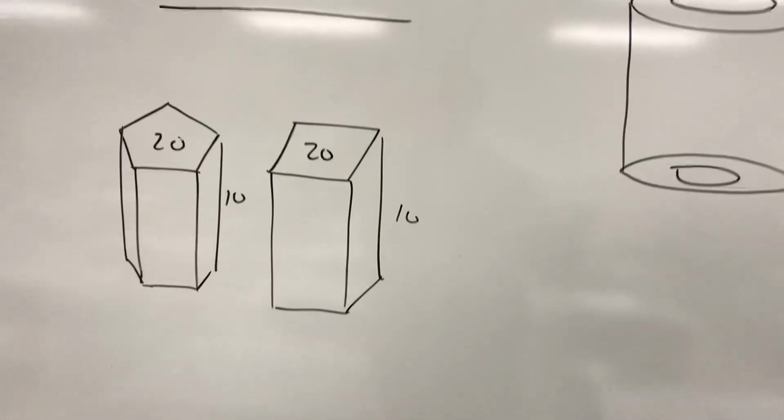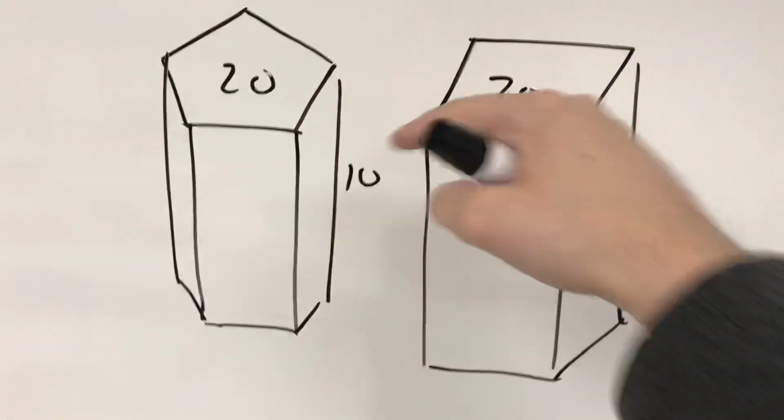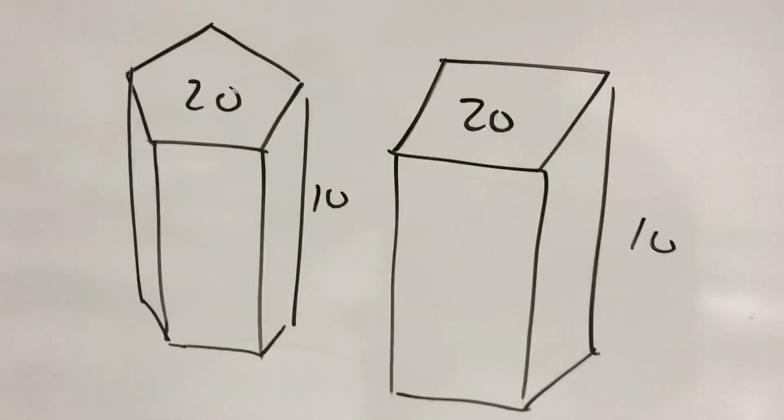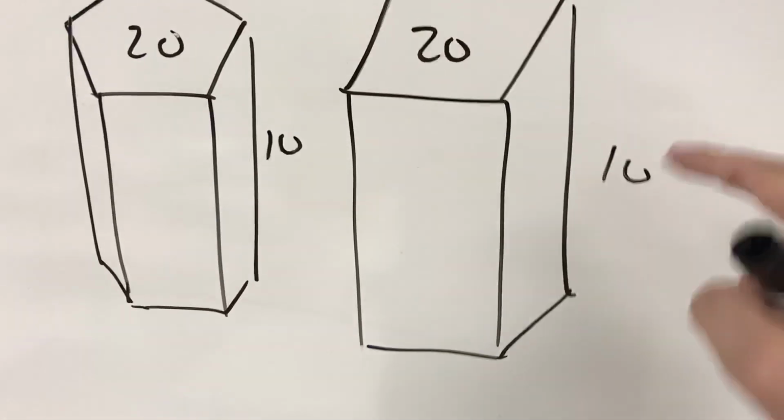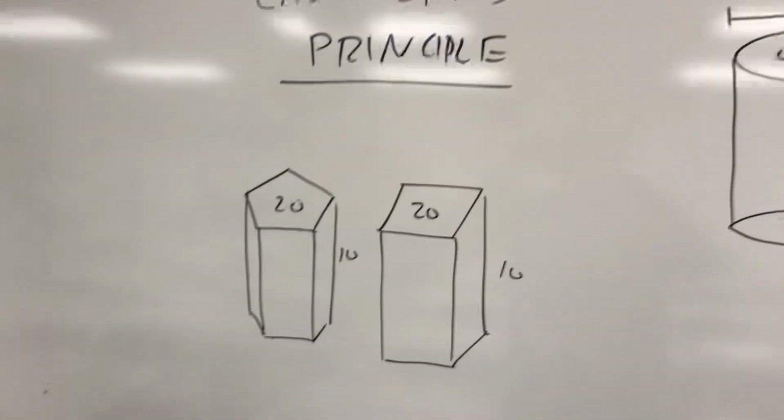If the base areas are the same and the heights are the same, the volumes are going to be the same. So the volume of this would be 20 times 10 if that's the area of that pentagon, and the volume of this is going to be 20 times 10. Cavalieri's principle goes a little bit further than this, okay?